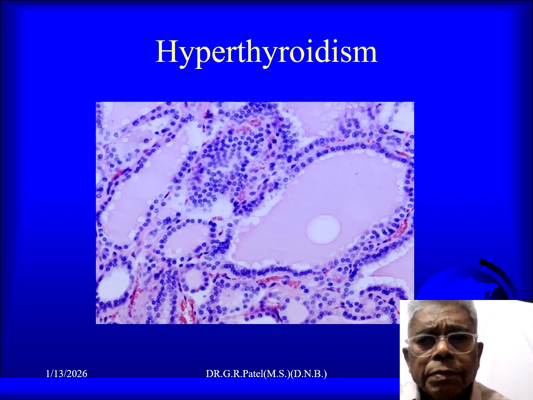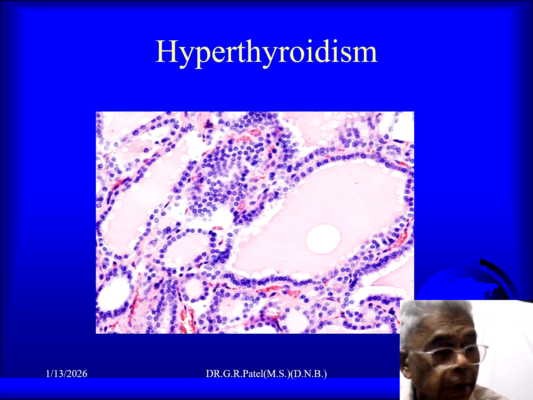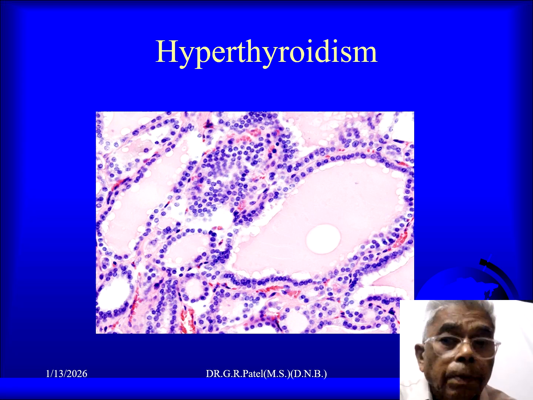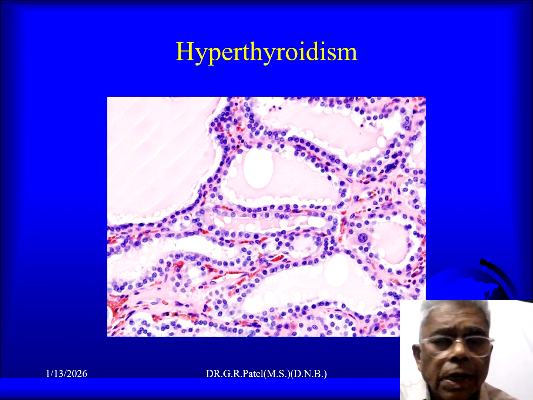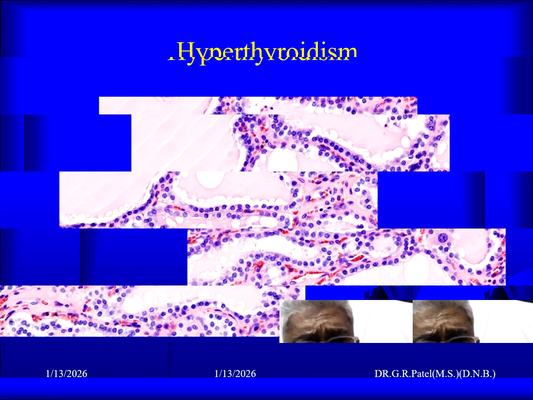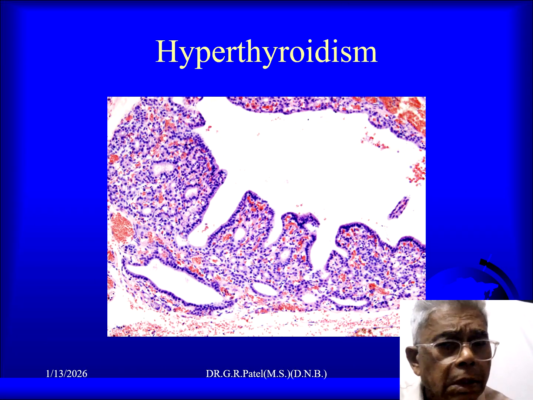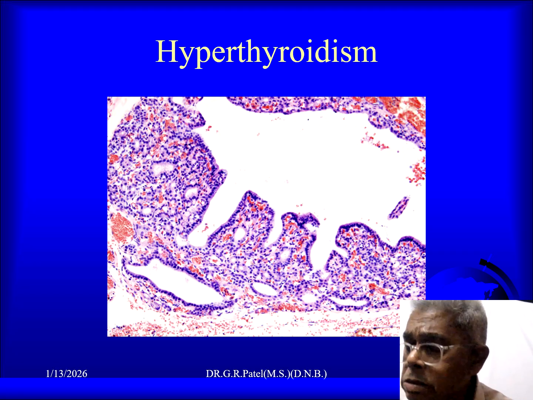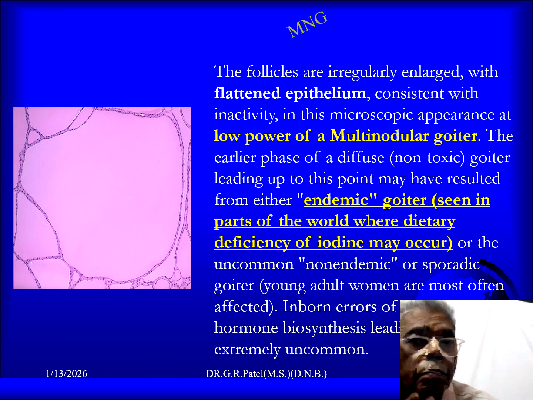Hyperthyroidism, the cells of the acini appear flat because the hormone is released into the cavity. Hyperthyroidism, the flat cells are visible. Hyperthyroidism, again the cells surrounding the acini are visible flat.